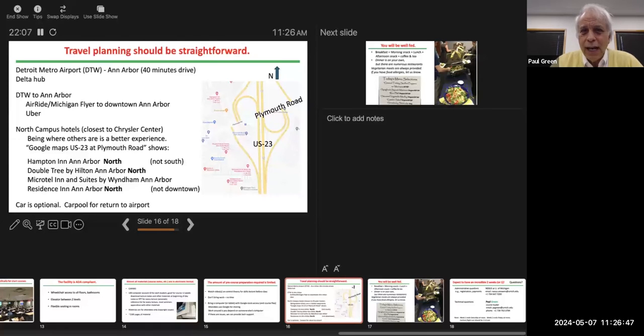It's not necessary to have a car because everybody's leaving and coming pretty much at the same time. And finally, at the end of the course, because you will have met and know people and they're all leaving at the same time, don't worry about getting back to the airport, because there are always people leaving at the same time. You just carpool with them. It's pretty easy.